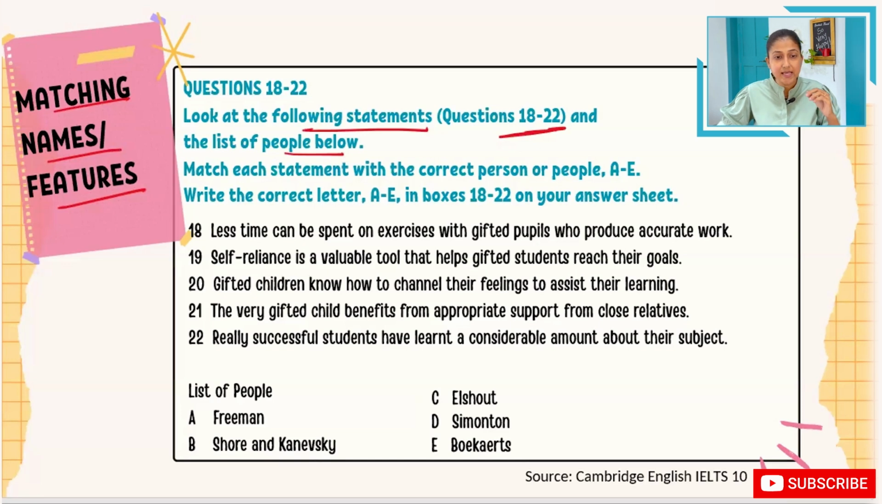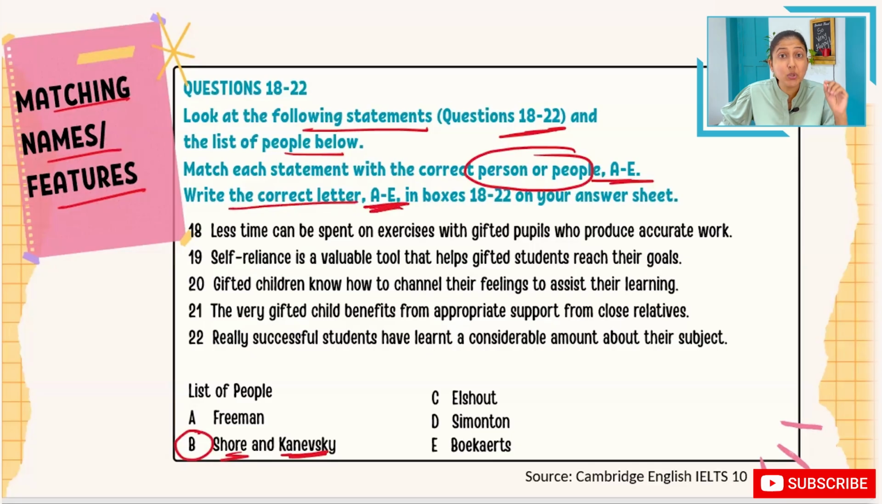Alright, next it says you have to match each sentence with the correct person, or people A to E. Alright, that means there's one option where there are two people mentioned, not just one person. Interesting. Person or people. Look at it. Instructions are always interesting. So then further it says write the correct letter A to E in the boxes 18 to 22 on your answer sheet. Now you have to find which sentence matches with which person or people.